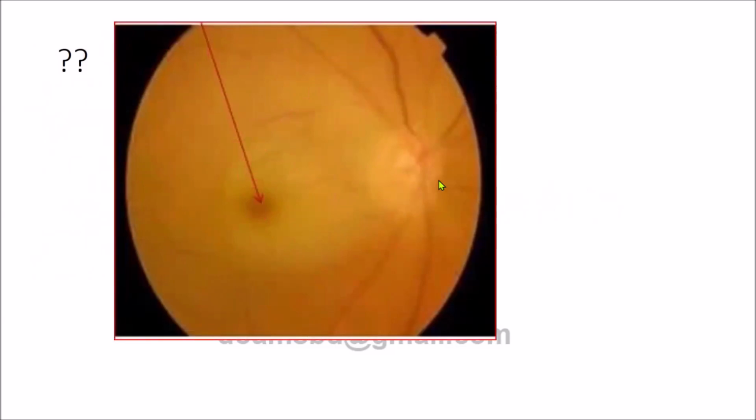Who can comment here? Look at the disc, look at the vessels, and look at the retina. There is something. Strawberry mark? Retinal vein occlusion? A strawberry retinal appearance. Yes, strawberry appearance and retinal artery occlusion. What is the evidence that the artery is occluded? Because it is paler.